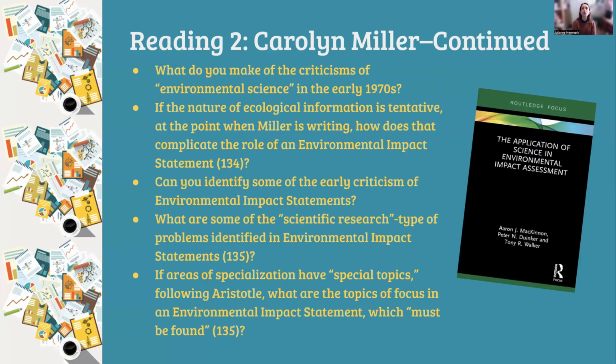So what do you make of the criticisms of environmental science in the early 70s? I thought this was super interesting. And there's a present day book up on the screen from Routledge, The Application of Science and Environmental Impact Statements. It really attends to this very topic of inquiry: are environmental impact statements in fact very scientific? We're going to revisit these at the end of this module as we're on the cusp of moving into scientific writing, and look at EISs in that way as well. So if the nature of ecological information is tentative, at the point when Miller is writing in 1980, how does that complicate the role of an EIS?